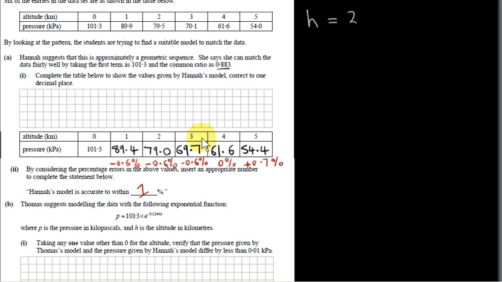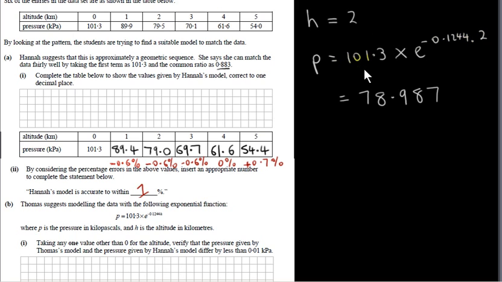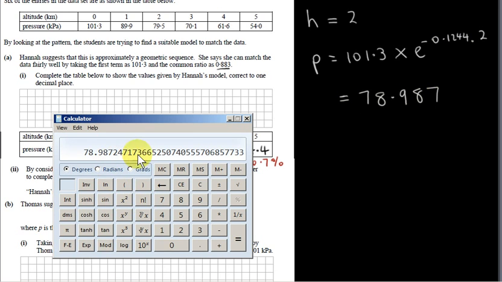Okay, we can pick any value for the altitude. So I'm going to take h equal to 2 kilometers, and I'm going to calculate the pressure using Thomas's model. So the pressure is given by this function, 101.3 times e to the power of minus 0.1244 times h, where h is 2. Calculating this, we get 78.987. I've rounded this to 3 decimal places.